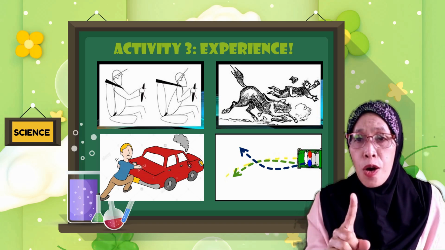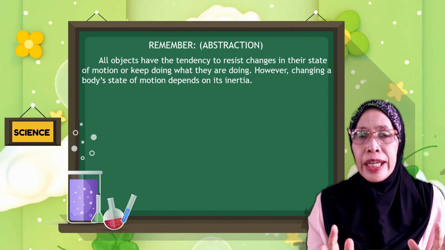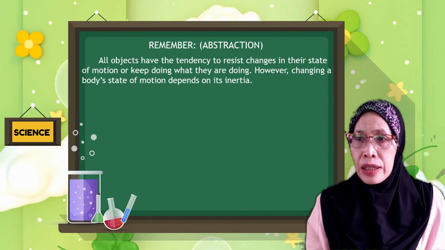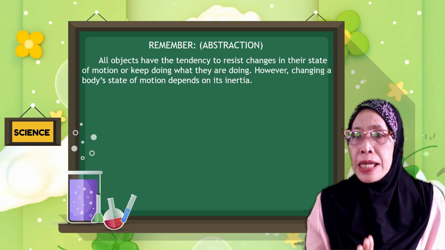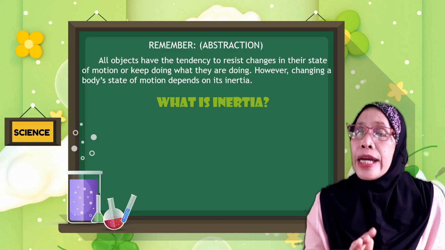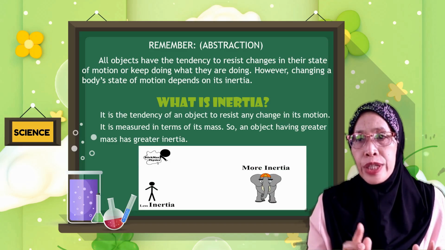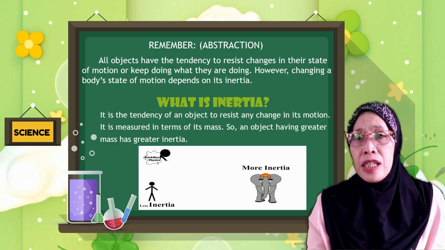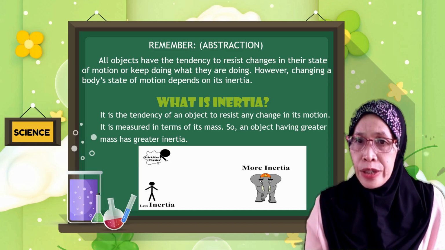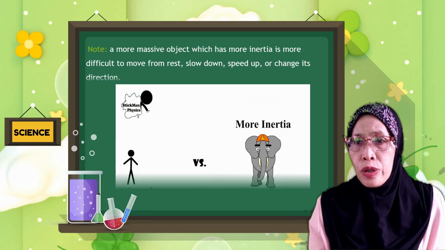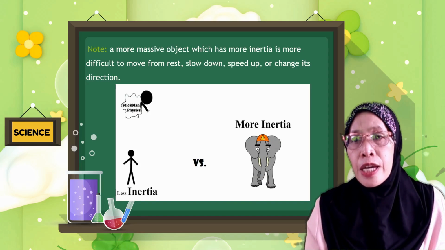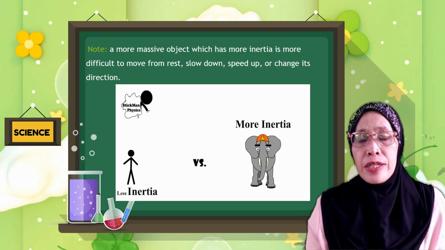Okay. Now, always remember that all objects have the tendency to resist changes in their state of motion or keep doing what they are doing. However, changing a body's state of motion depends on its inertia. What is inertia, by the way? Inertia is the tendency of an object to resist any changes in motion. It is measured in terms of mass. So an object having greater mass has greater inertia. Remember also that a more massive object, which has more inertia, is more difficult to move from rest, slow down, speed up, or change its direction.